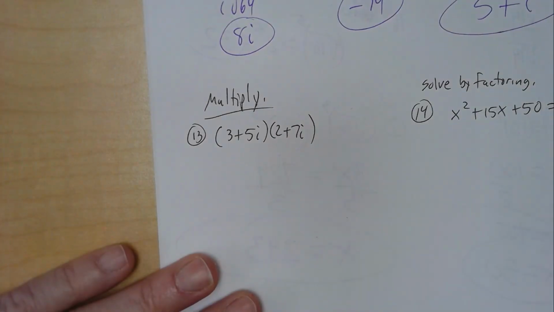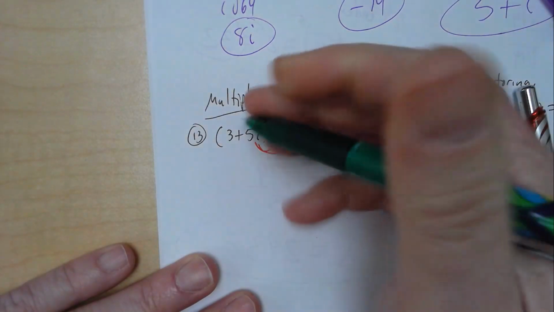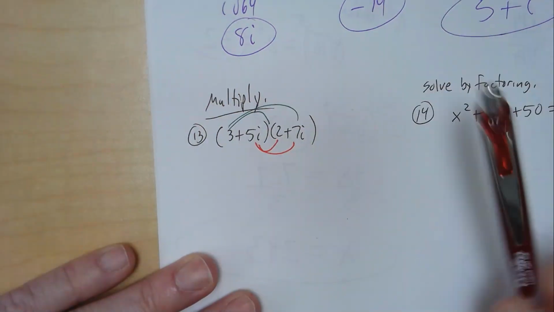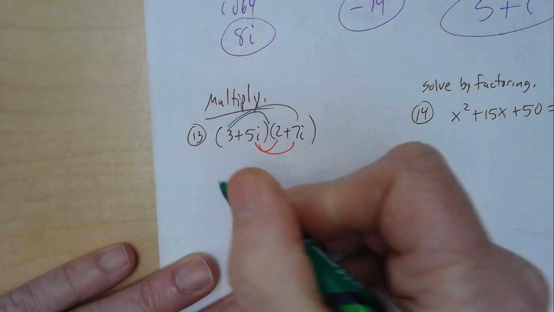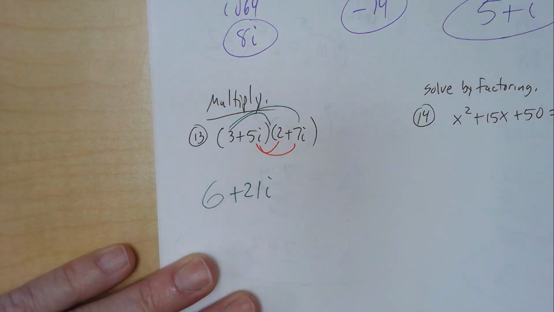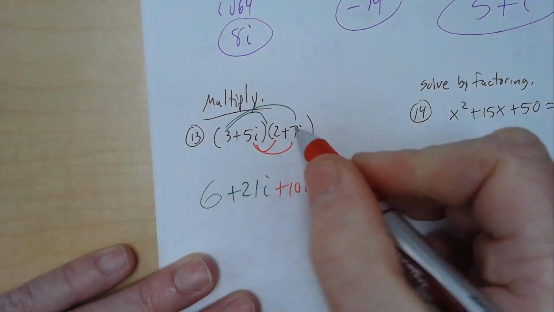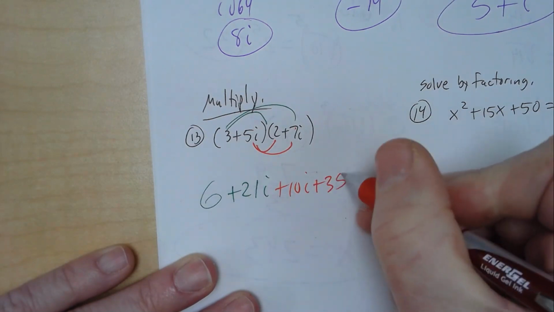Okay, now we're going to distribute. I always do these the same way. I do red second. I do green first. So green first, 3 times 2 is 6. 3 times the 7, 21I. Now the red, 10I and 35I squared.